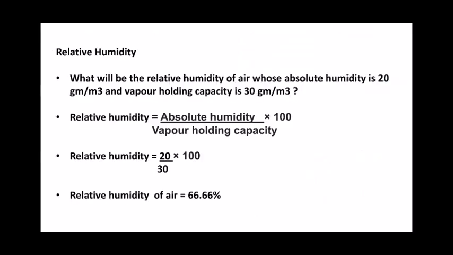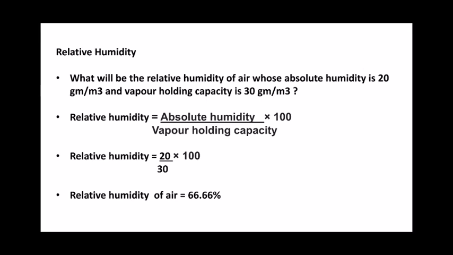So children, here are some of the solved examples, where you can find out the relative humidity by calculating the absolute humidity and the vapor holding capacity. What will be the relative humidity of air whose absolute humidity is 20 gram per meter cube and vapor holding capacity is 30 gram per meter cube?